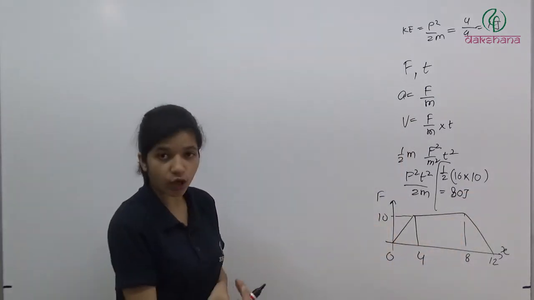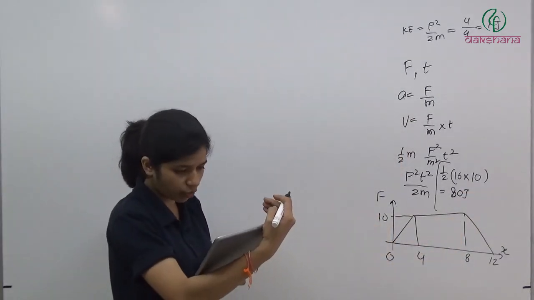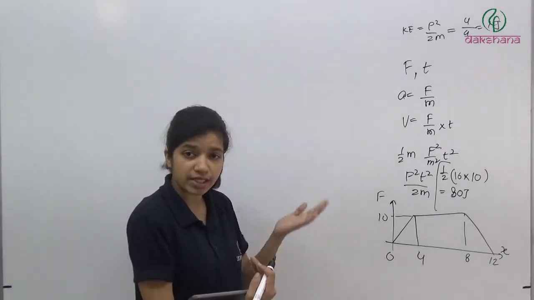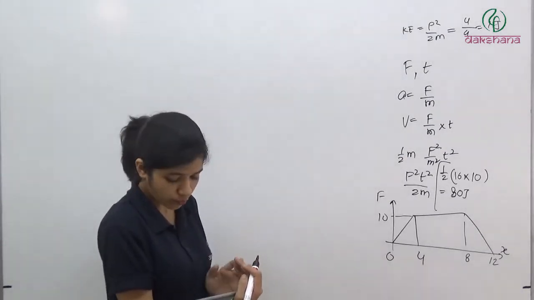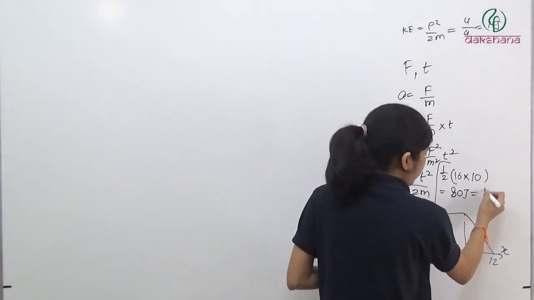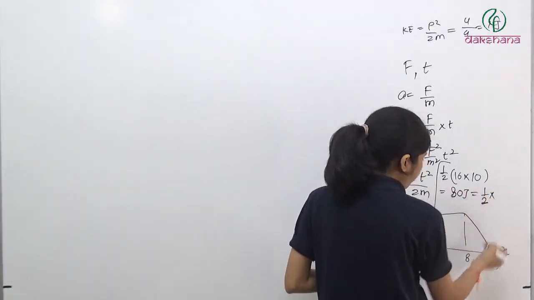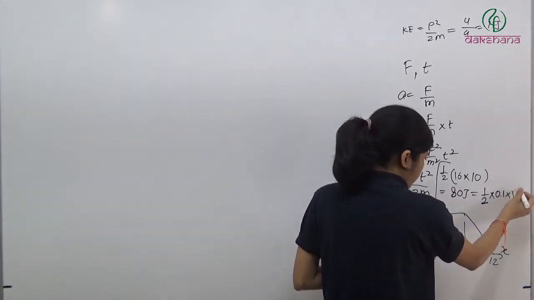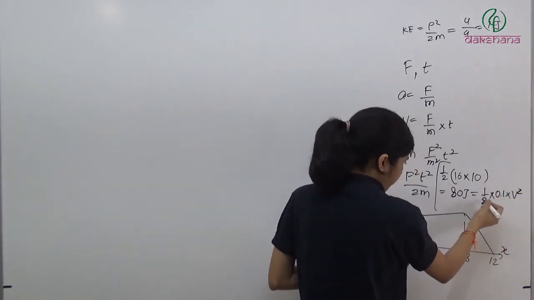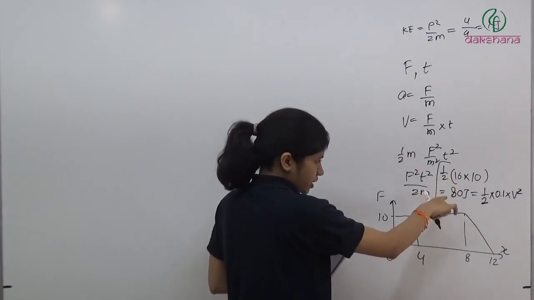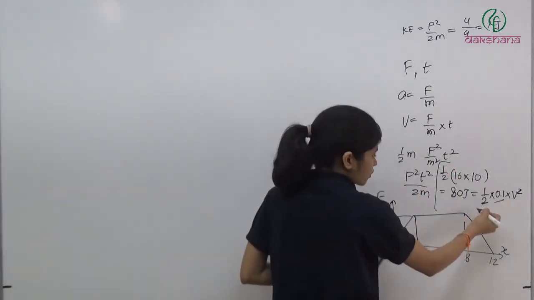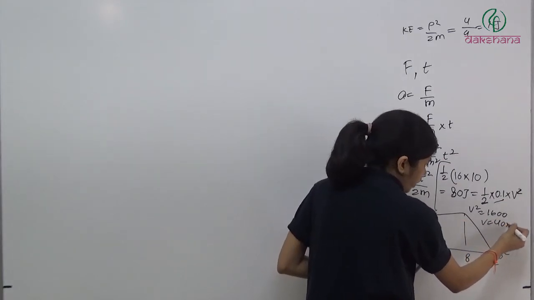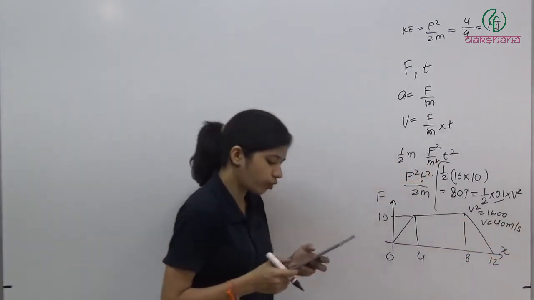Now whatever work is done on this block or particle by this force is going to be stored as kinetic energy. So this will be its kinetic energy. So half m, which is 0.1, into v square. Okay? So here this 2 will go in this direction, 160, and then again 10 will come from this. So we have v square is equal to 1600. So v is equal to 40 meter per second.